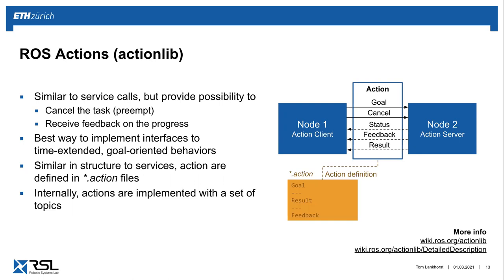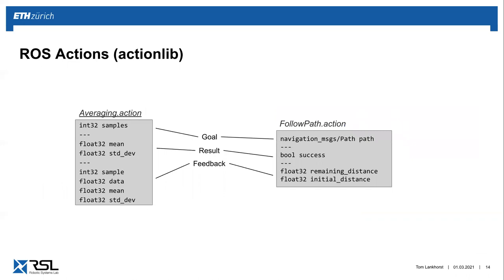So more specifically, an action is described by the action definition file. And the action definition file consists of three components. This time there is a goal, a result, and a feedback part to the action. The syntax is again comparable to that of the messages and the service files. And this time the different parts, the goal, the result, and feedback, are again separated by a triple dash.